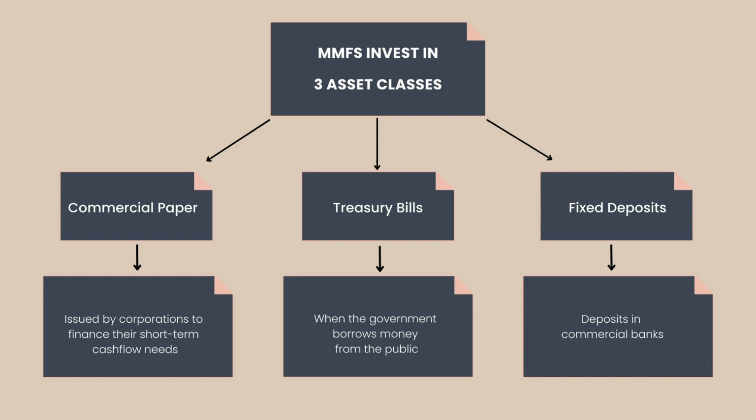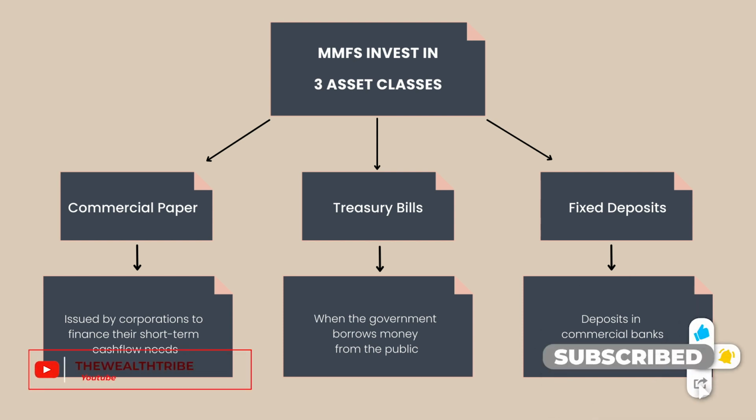Another way to think of a money market fund is to think of it as a big pie. When you buy a unit or units of the money market fund, you are essentially buying a piece of the pie that includes the three asset classes that the professional fund manager is investing in. So you're basically buying a pie that has commercial paper, treasury bills, and fixed deposits. It's the same way you bake a cake and put different ingredients together. When you think of it that way, then it's easy to understand what a money market fund is.